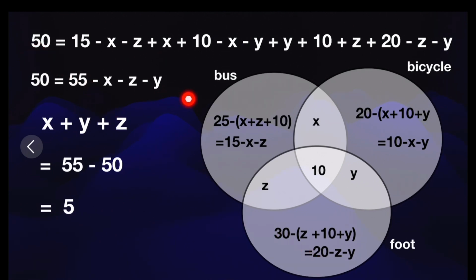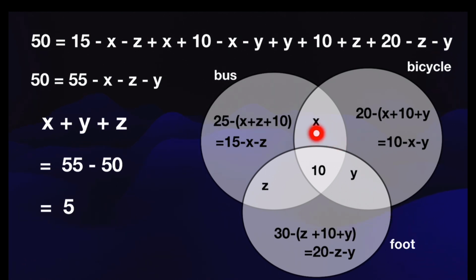Okay. Now we have to find the values of x, y and z. So total students is 50. Now add up all this. 15 minus x minus z plus x plus 10 minus x minus y plus 10, z, y and this. So this is the total number of students, 50. If you evaluate all these values, you will get 50 is equal to 55 minus x minus z minus y. So that means x plus y plus z is equal to 55 minus 50, that is 5.